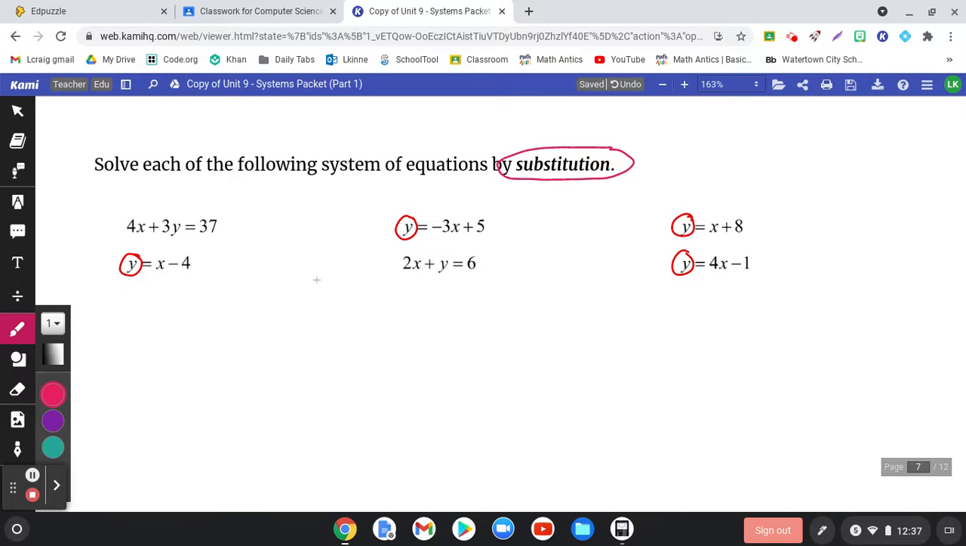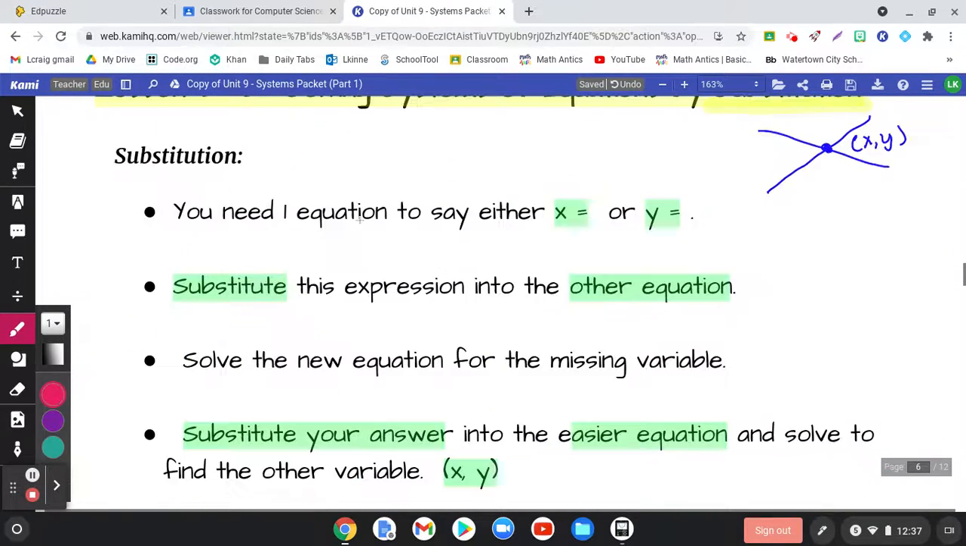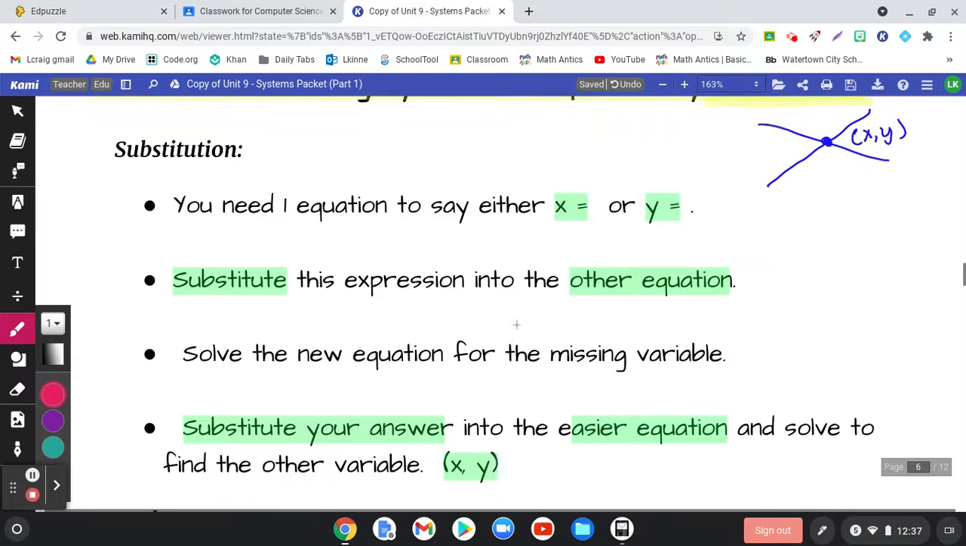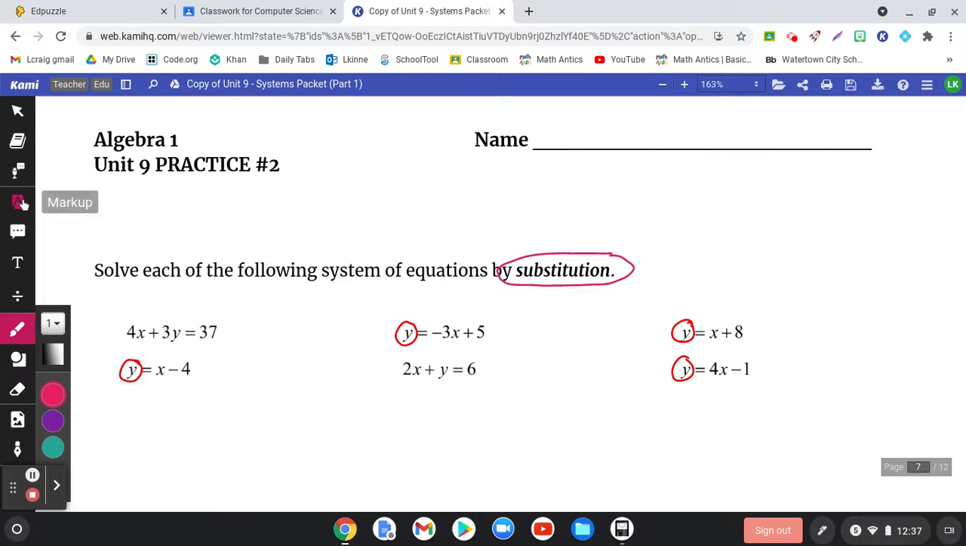Well, same idea here. The first thing you want to do is see if there's an x equals or y equals. And if you look on your note page, on the previous page, you'll see these steps. All right, so it tells us y equals x minus 4. So what that means is wherever I see a y in the other equation, I can substitute it in. So instead of 3 times y, I'm going to do 3 times x minus 4 because they're the same thing.